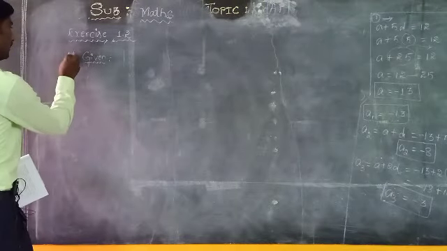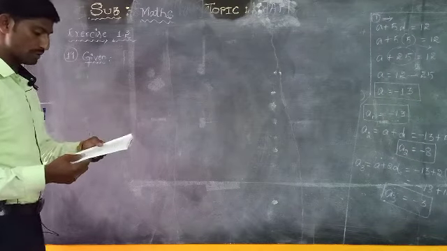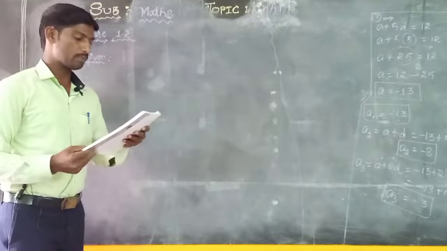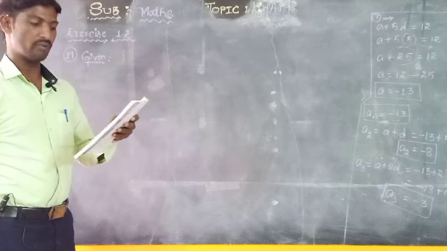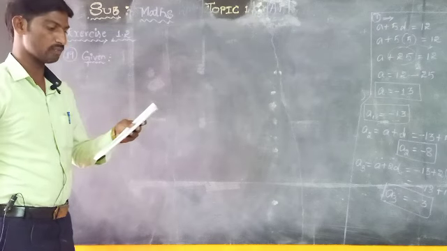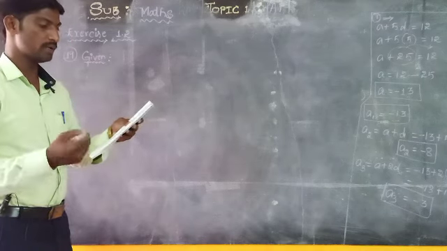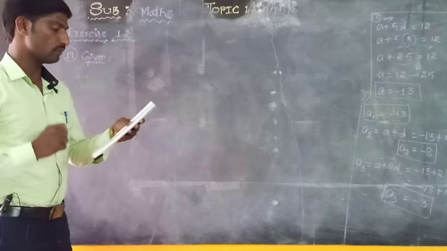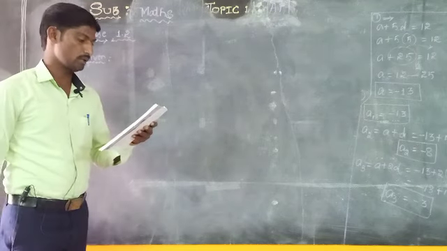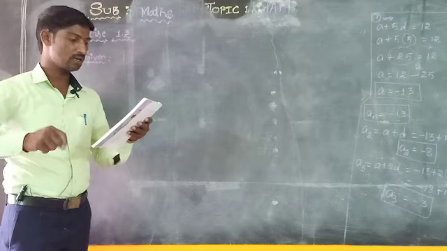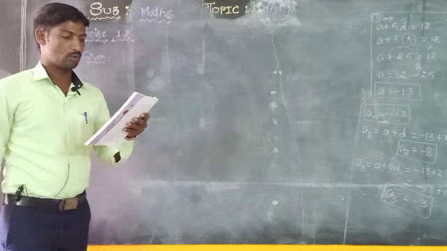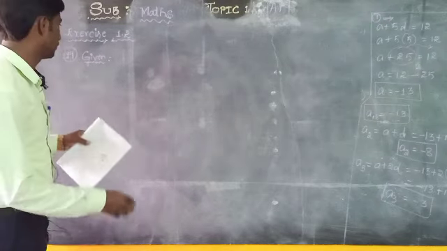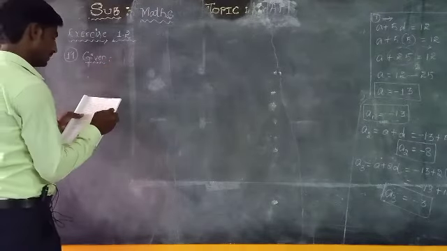Question number 19. Subbarao started work in 1995 at an annual salary of rupees 5,000 and received an increment of rupees 200 each year. In which year did his income reach rupees 7,000? So, what is the given data?